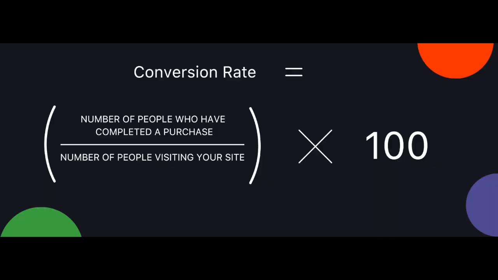When calculating conversion rate, if you're calculating it for your website, it'll be one variable, and if you're calculating it for your email marketing, it'll be a different variable. Either way, the formula will always stay the same. For example, if you're calculating conversion rate for your website, the formula will look like this. The number of people who have completed a purchase divided by the number of people who have visited your site. That number you will times by 100 and you'll get your conversion rate percentage for your website.